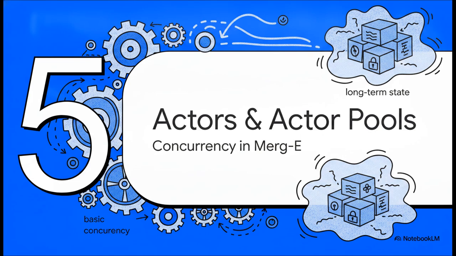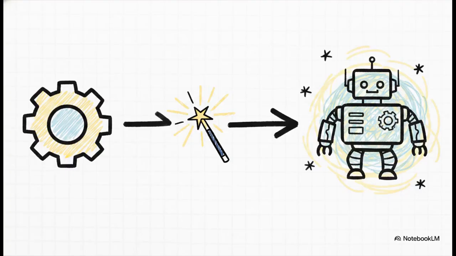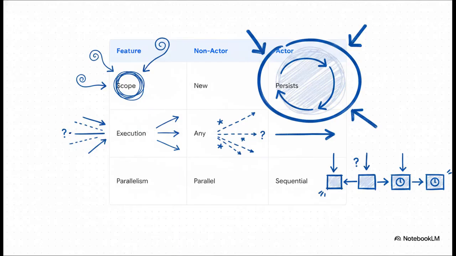Finally, part 5, actors and actor pools. Let's look at concurrency in Merg-E. Concurrency here revolves entirely around the actor model. And what's fascinating is that initially there is zero syntactical difference between a standard ephemeral function and a persistent actor. You literally write the exact same block of code. To turn that standard function into an actor, you just prepend it with the lang.callable.actor modifier, or you can just type actor for short. But adding that tiny modifier fundamentally changes what happens under the hood.